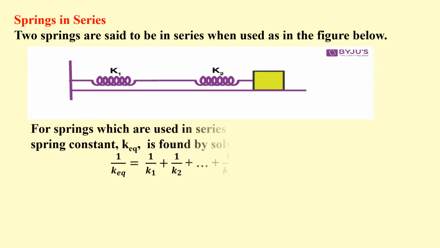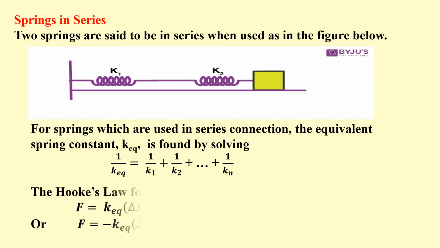For springs which are used in series connection, the equivalent spring constant K_EQ is found by solving 1 over K equivalent equals 1 over K1 plus 1 over K2 and so on plus 1 over K sub n. The Hooke's law formula becomes F equals K_EQ times delta X, or F equals negative K_EQ times delta X.